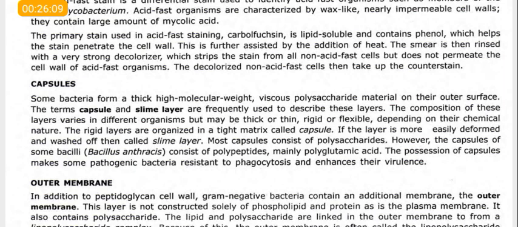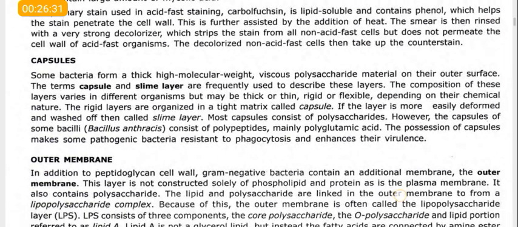Most capsules consist of polysaccharides. However, the capsule of Bacillus anthracis consists of polypeptides, mainly polyglutamic acid. The possession of capsules makes some pathogenic bacteria resistant to phagocytosis and enhances their virulence.